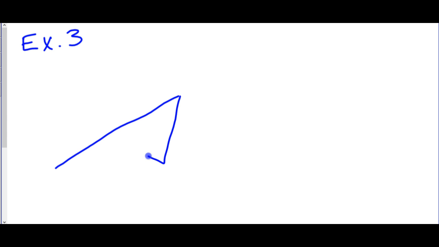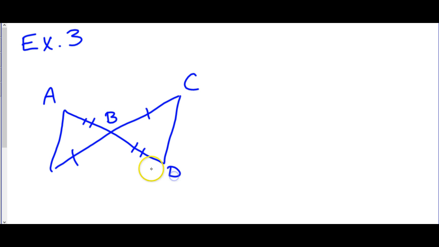Again, they may have parts that you have to assume on this. Okay, so there's our two triangles. Again, we only have two markings. We have this side congruent to the side down here, so we have a side. This side here congruent to this side here, another side.